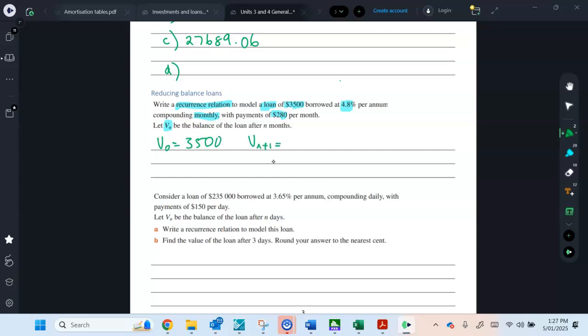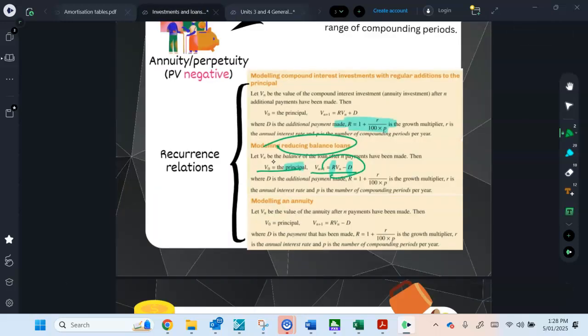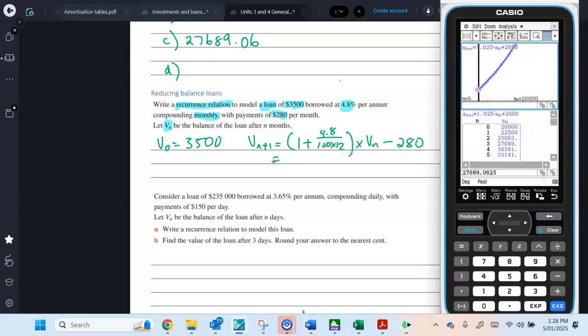Vn plus 1. All right, so we've got our R, our capital R, remember, is calculated by 1 plus your annual interest rate, which is 4.8, over 100 times P, your number of compounding periods, which is 12, times Vn. And this time we're subtracting because it's a loan. Okay, so if we go back, see, minus, and before when we're doing the investment, we're adding. So main difference between the two. All right, so let's just tidy this part up. Get my calc.